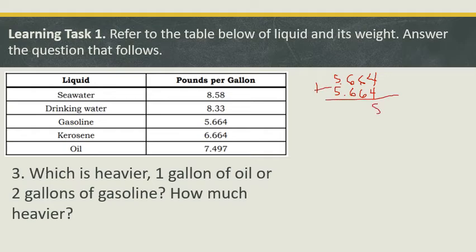So, 4 plus 4 is 8. 6 plus 6 is 12. Carry 1. So, 6 plus 6 is 12 plus 1 is 13. Carry 1 ulit. Ito ay decimal point. So, 5 plus 5 is 10 plus 1 is 11. Yan yung weight ng gasoline. Ilan nga uli ang oil? Ang oil ay 7.497. Alin po ang mas mabigat? Yung 1 gallon ng oil o 2 gallons of gasoline? Mas mabigat is yung 2 gallons of gasoline.